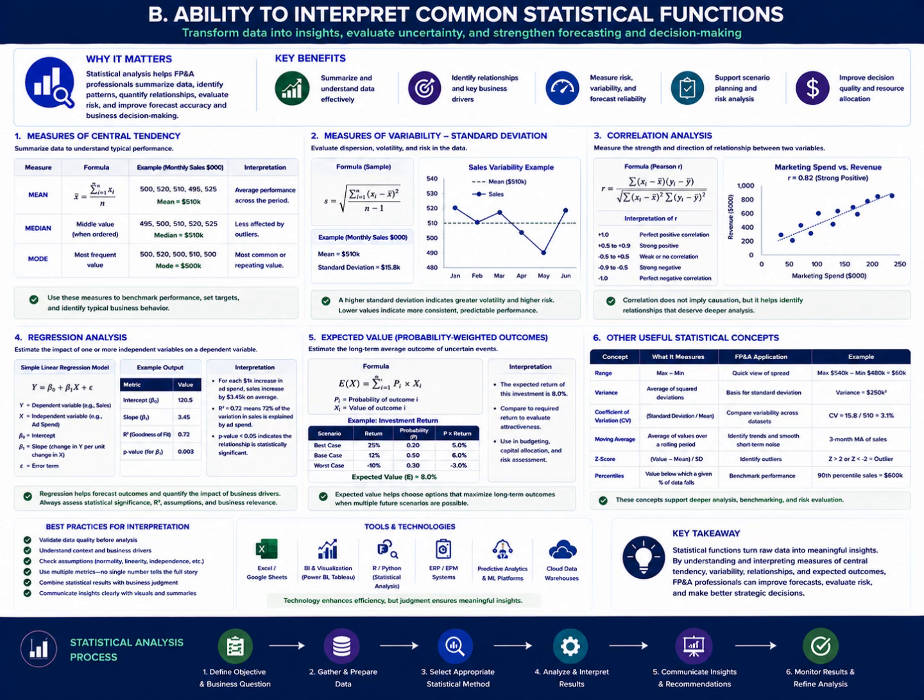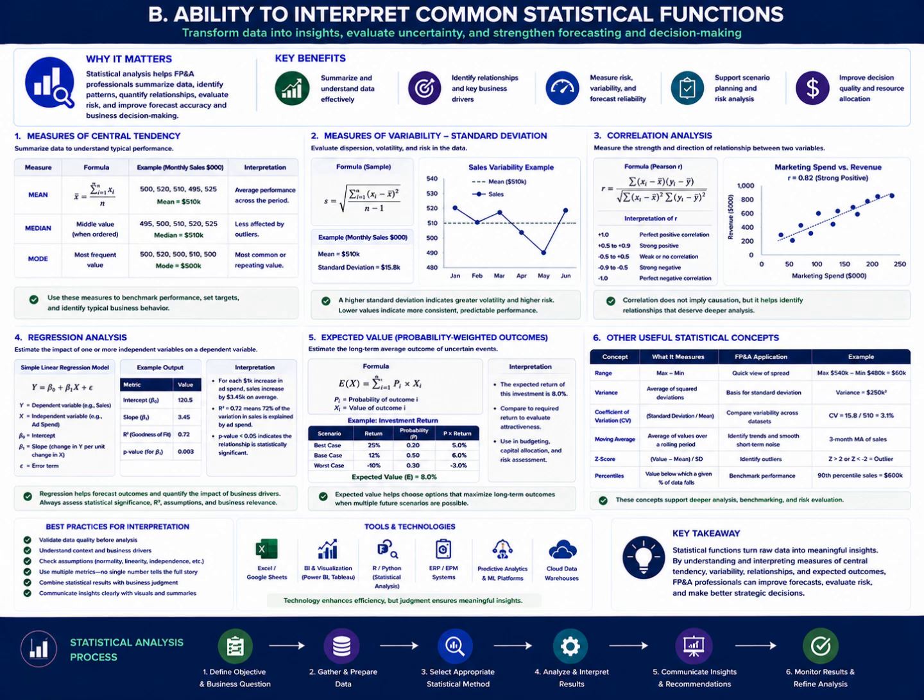B. Ability to interpret common statistical functions, e.g., standard deviation, expected value, correlation, regression, means, modes, etc. The framework specifically identifies statistical concepts such as standard deviation, expected value, correlation, regression, means, and modes as essential analytical tools used to support forecasting, planning, and business decision-making. FP&A resources explain that modern finance professionals increasingly rely on statistical analysis to interpret large volumes of operational and financial data, identify trends, evaluate uncertainty, and improve forecast accuracy.